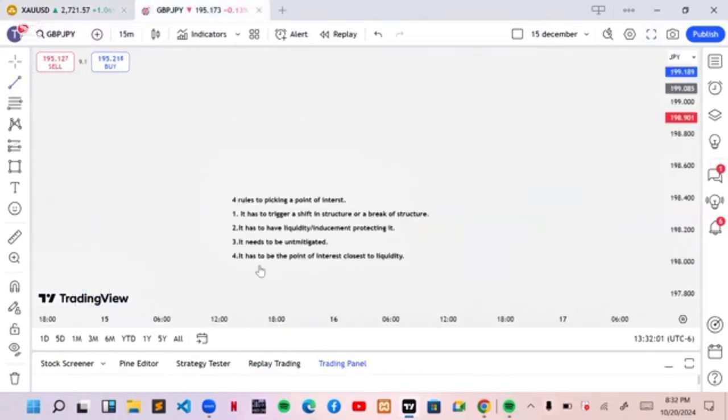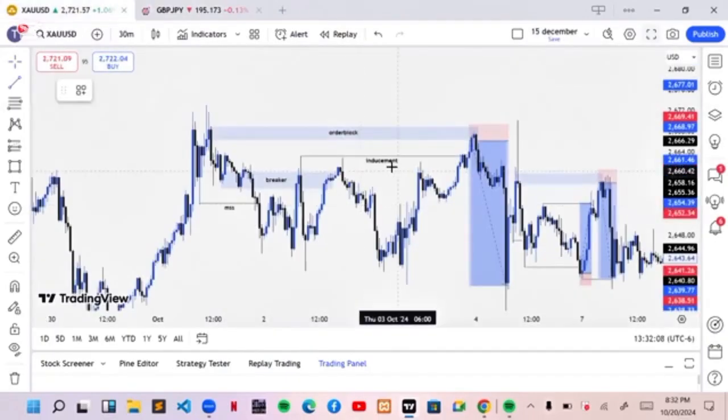So the fourth one now says it needs to be the point of interest that is closest to liquidity. So what is our liquidity? Our liquidity is this inducement, and which point of interest is closest to it? The other block. That was why I took my entry from this other block.